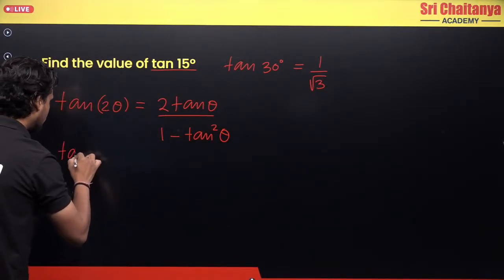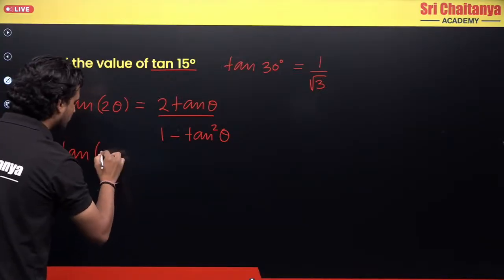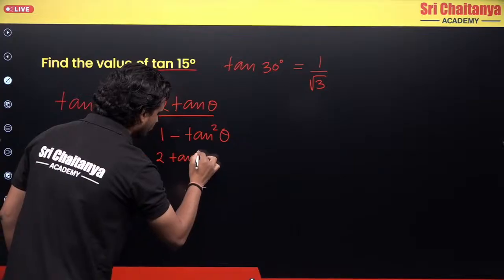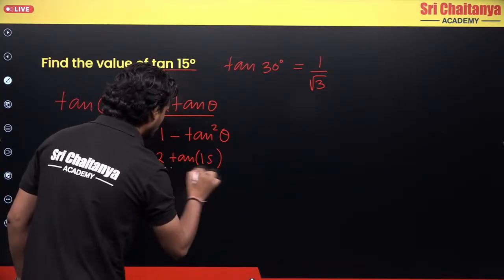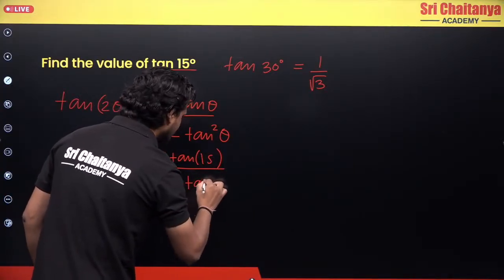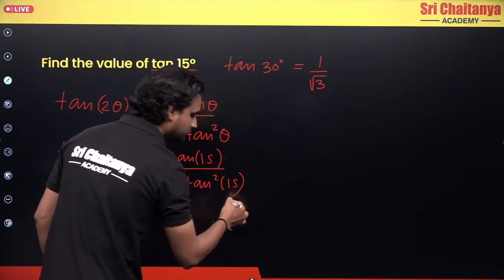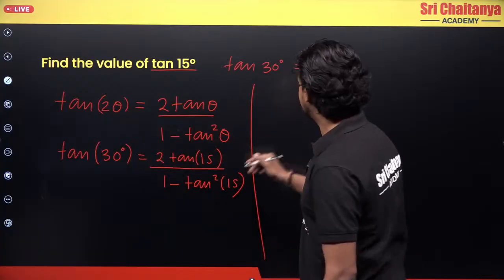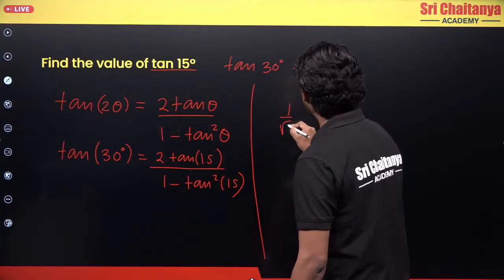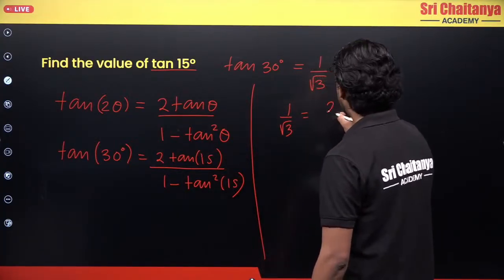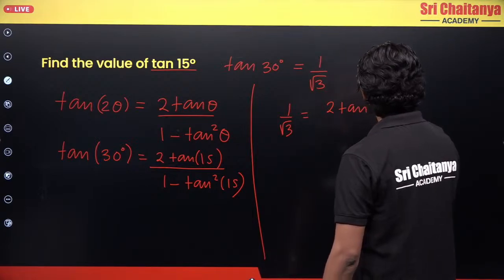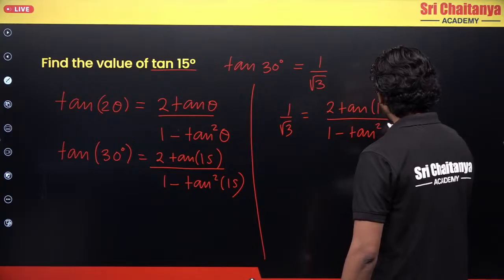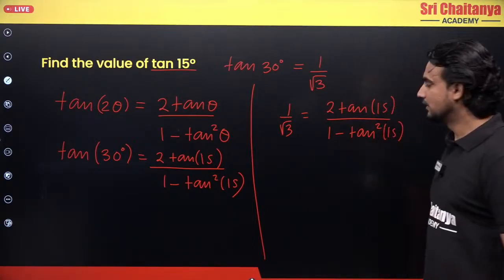So I will get tan 2θ, which becomes 30 degrees, is equal to 2 tan 15 upon 1 minus tan square 15. Correct? Now once I have this, what can I have? I can say that the value of tan 30, which is 1 by root 3, is equal to 2 tan 15 upon 1 minus tan square 15. This is 15 degree. Now how to solve this?